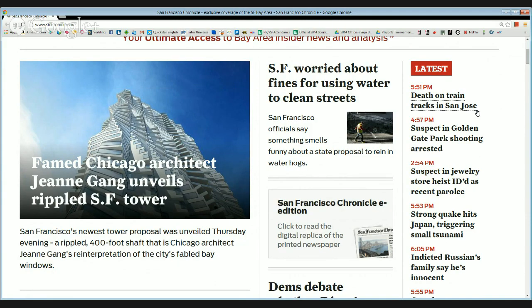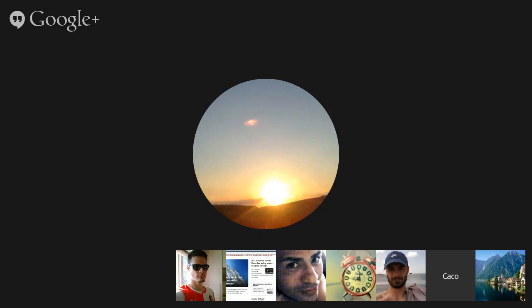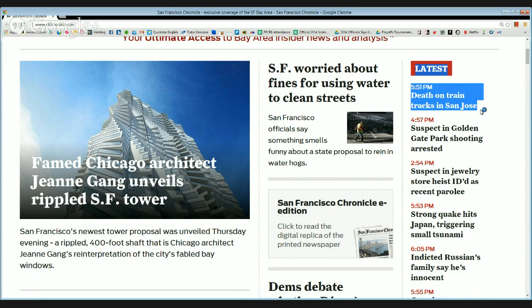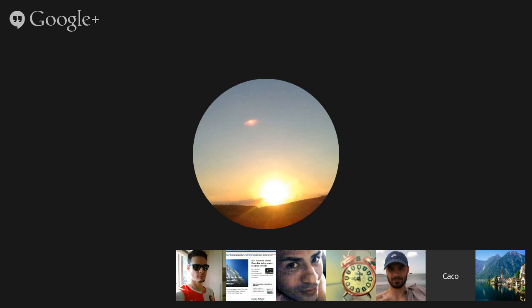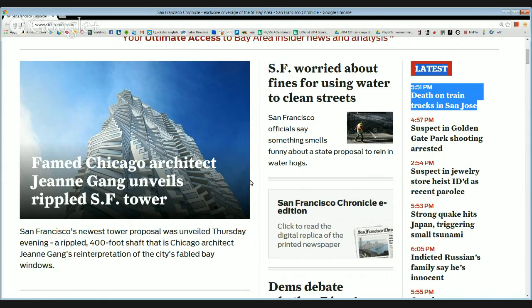I'm not finding a verb. Are you finding verbs, anyone? Unveils. Unveils, a verb. I'm looking. Sorry, I'm over here. Maybe it's not clear on the picture. Unveils. Yeah, great. So here we have a verb, unveils. Oh, I can't highlight that one. Okay. So, "Famed Chicago architect Jeanne Gang unveils rippled SF tower."